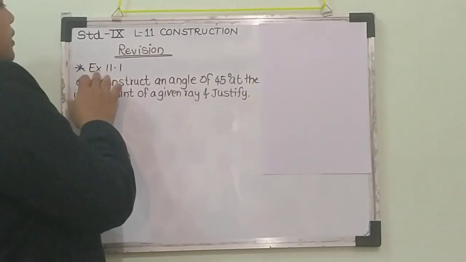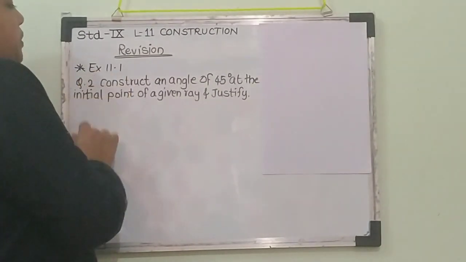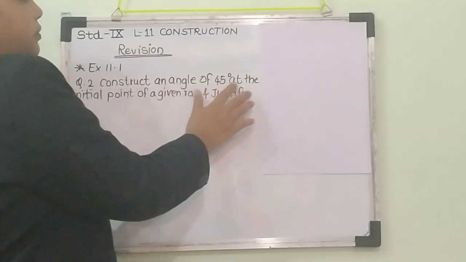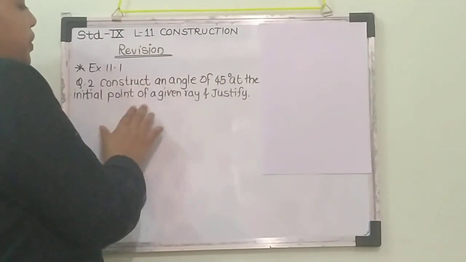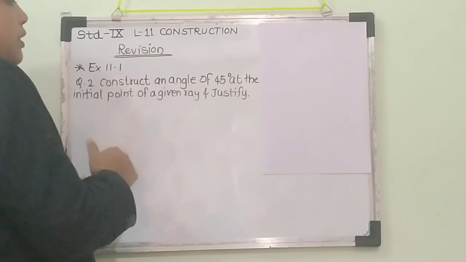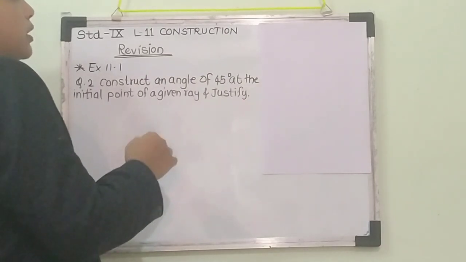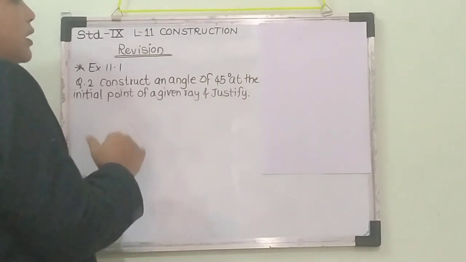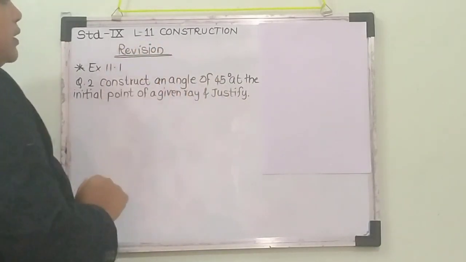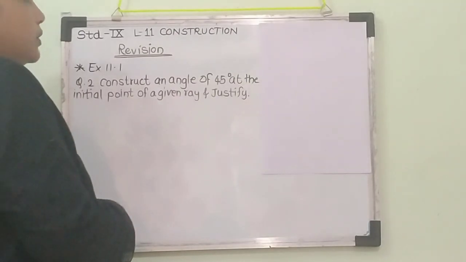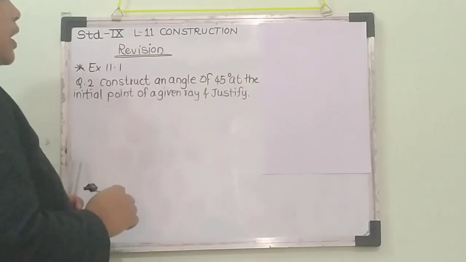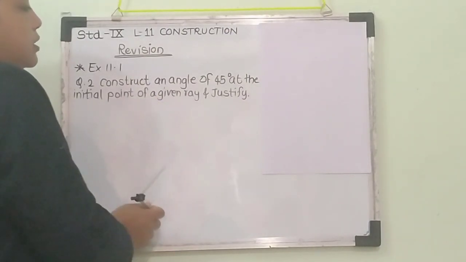Now see here the exercise 11.1 questions, that is construct an angle of 45 degree at the initial point of the given ray and justify. It means that we have to justify that whatever the angle we bisect, that is of 45 degree. So how we can draw that, we are going to see by using the construction, and then I will write here the justification.